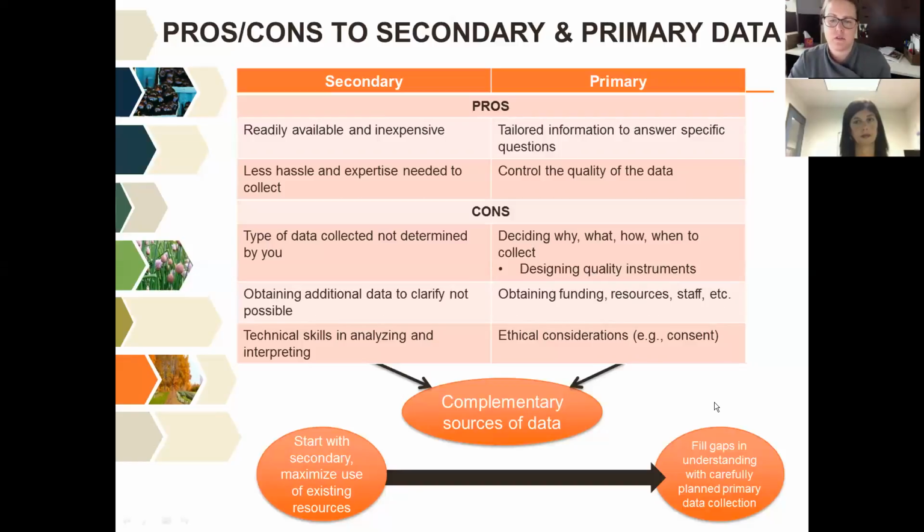And with primary data, you kind of have the flip side that it's very specific to what you're interested in and you have complete control over it. But there is a lot of resources and expertise or even ethical considerations that can go into that. And we like to frame this, as Catherine had on the earlier slide, these two as complementary sources of data. So capitalizing on what's already there, using these resources that exist, and then filling in the gaps following this with some potentially primary data collection.